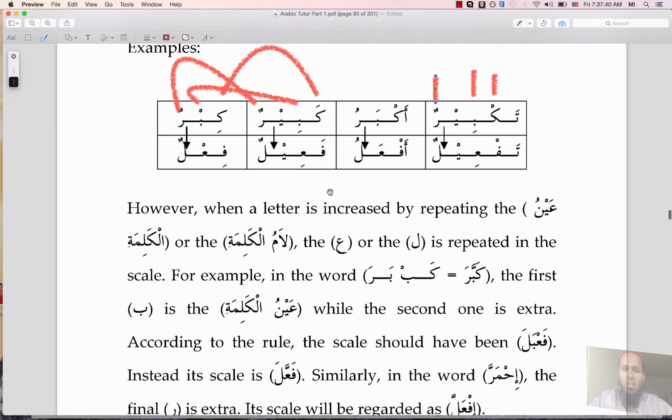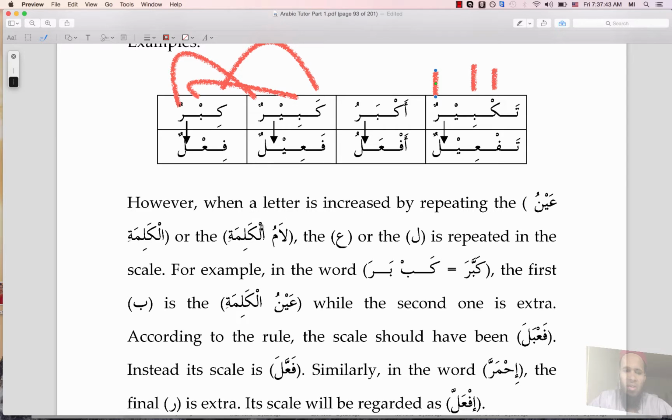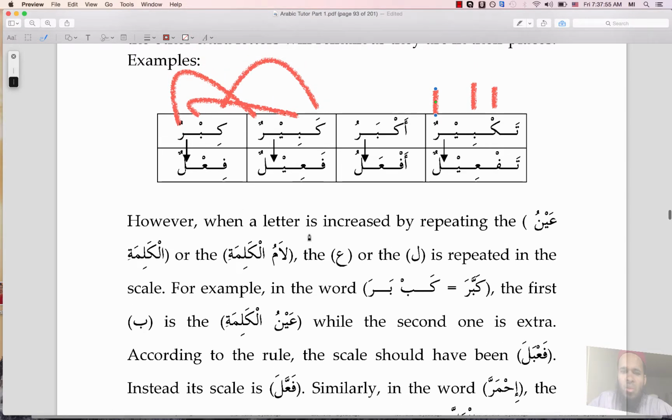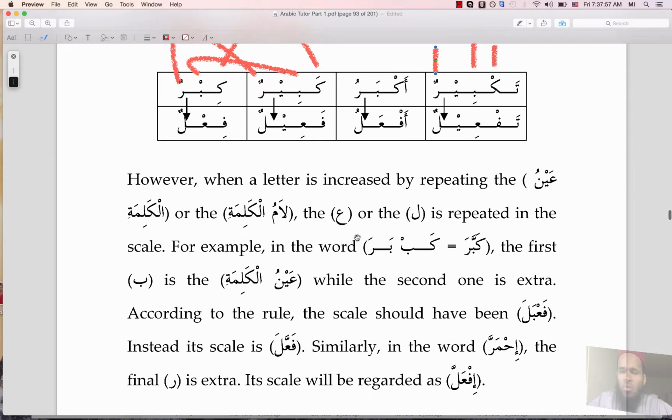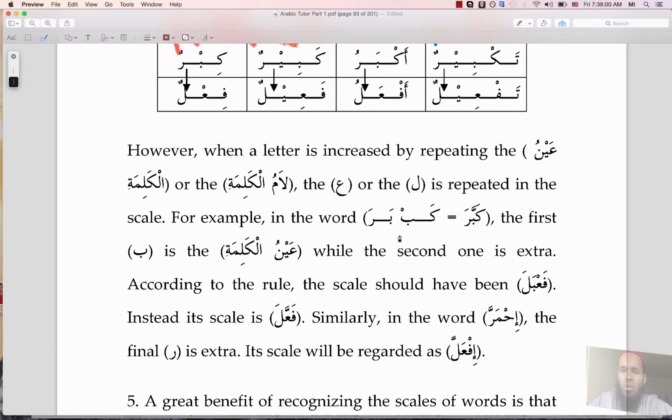However, when a letter is increased by repeating the ayn kalma or the lam kalma, the ayn and lam is repeated in the scale. For example, in the word kabbara, the first ba is the ayn kalma, while the second one is extra.